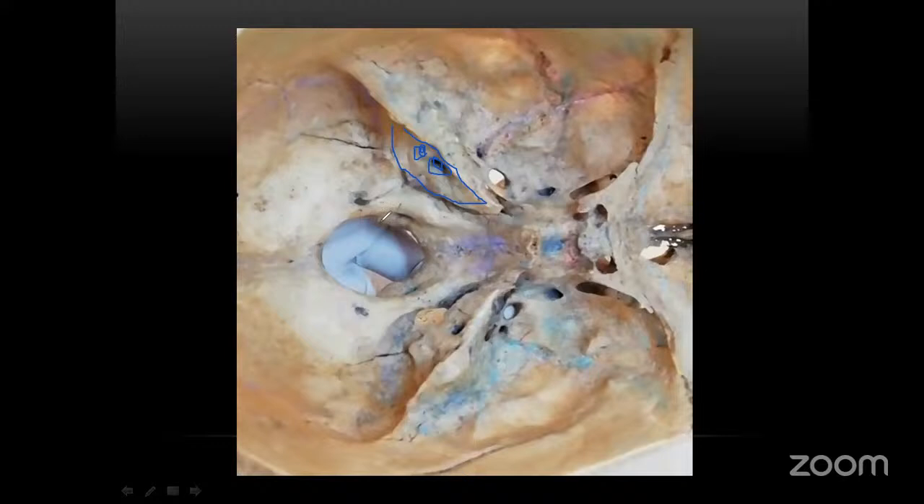And what about the jugular one? What about the jugular foramen? 9, 10. Jugular foramen. What are the contents of jugular foramen? Ninth and tenth cranial nerve. Okay, good. So it contains two important structures.